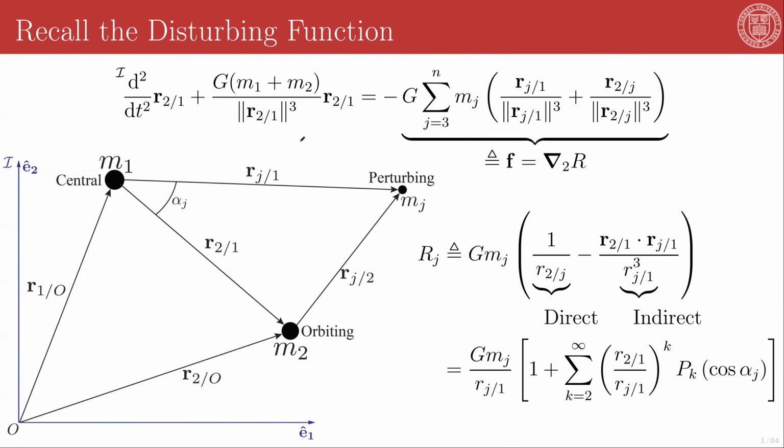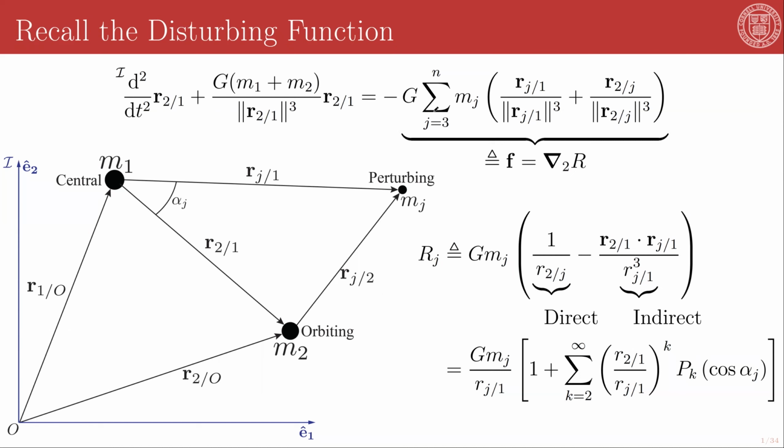Recall that the disturbing function represents the perturbation on the orbit of a mass m2 about a central body m1 due to n minus 2 external or internal perturbers. The differential equations representing this n-body system take the form of our standard two-body equation here on the left-hand side and the perturbations due to all of the perturbing bodies on the right-hand side.